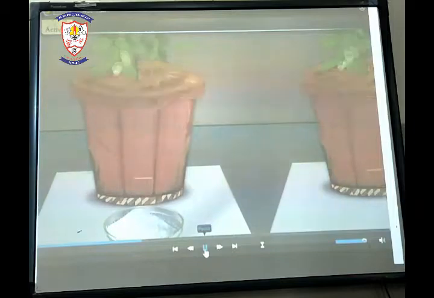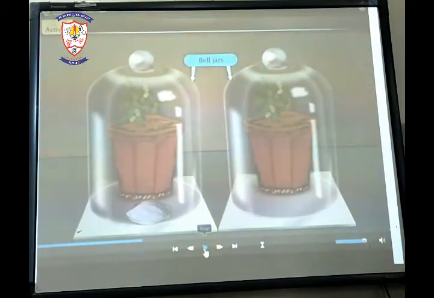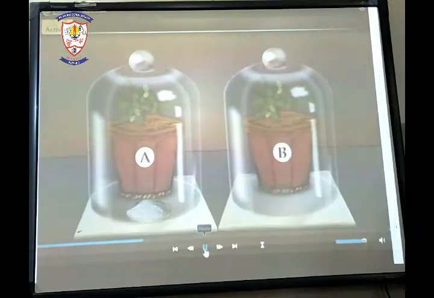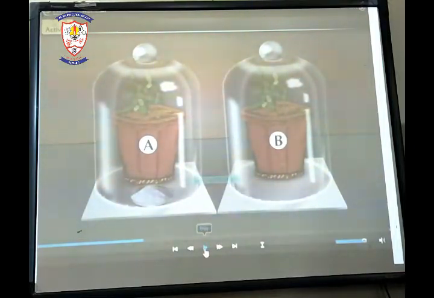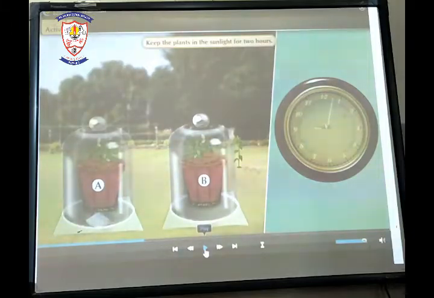That's why we have to arrange this at one plant, and then we have to cover both plants with bell jars, and then label them A and B, and also seal the bell jars with Vaseline to make this setup airtight. Means air should not come inside, and whatever process is happening there should not go outside. Now keep the plants in the sunlight for 2 hours.